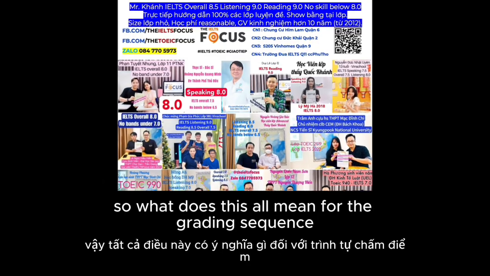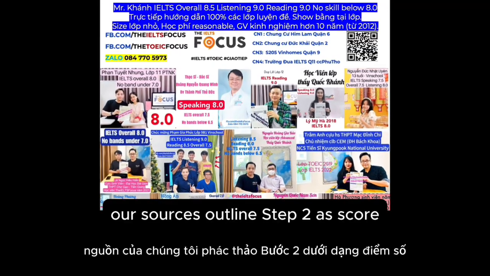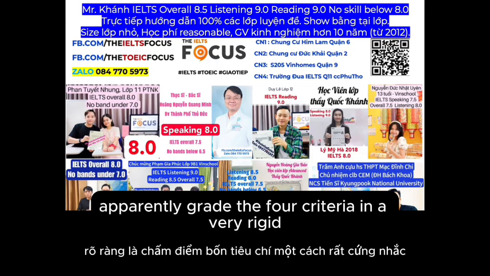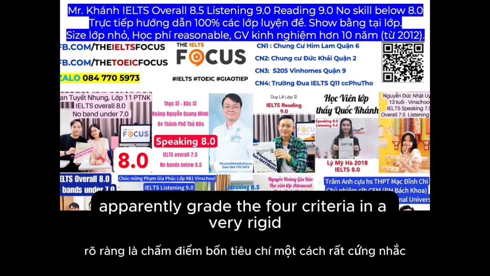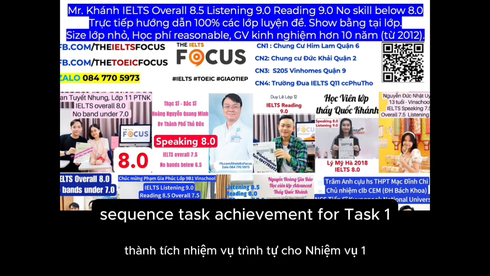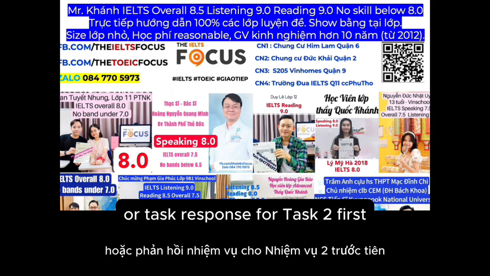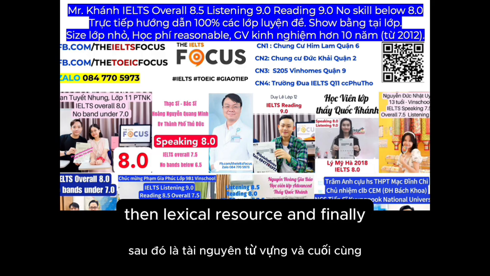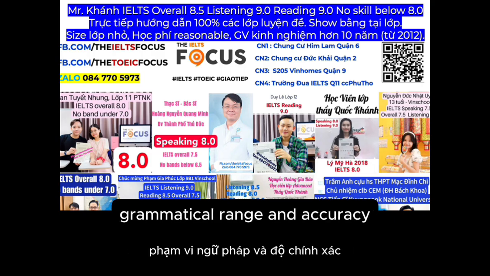So what does this all mean for the grading sequence? Our sources outline Step 2 as score in the official order. Examiners apparently grade the 4 criteria in a very rigid sequence: task achievement for task 1 or task response for task 2 first, followed by coherence and cohesion, then lexical resource, and finally grammatical range and accuracy.